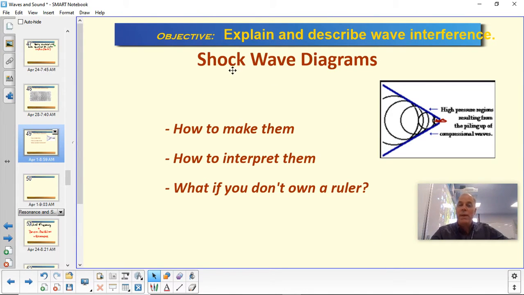Anyway, this is about shockwave diagrams and how to make shockwave diagrams, how to interpret them, and then if you're stuck at home and you don't have a centimeter ruler, I show you right at the end how to deal with that, how to make your own ruler, basically. So anyway, yeah, here it is.